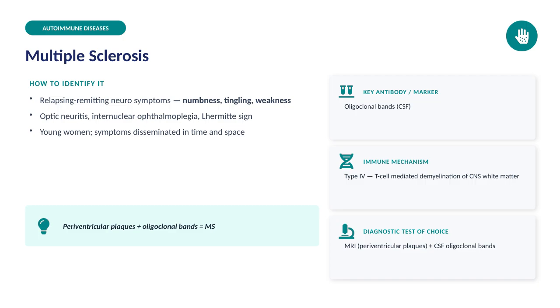This disease commonly affects young women and is characterized by symptoms that appear in different parts of the nervous system at different times. The diagnosis is supported by MRI findings showing periventricular plaques in the brain and the presence of oligoclonal bands in the cerebrospinal fluid. The underlying immune mechanism involves a type 4 hypersensitivity reaction, where T cells mediate demyelination of the central nervous system's white matter. For diagnosis, an MRI combined with cerebrospinal fluid analysis for oligoclonal bands remains the test of choice.